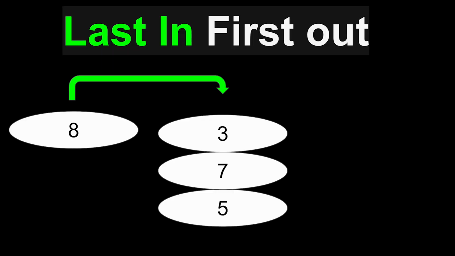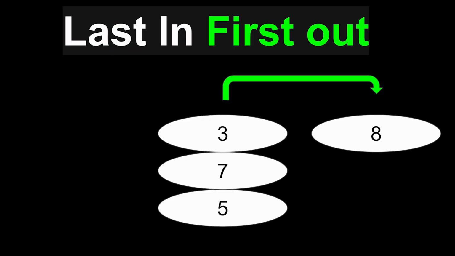A stack is a type of data structure used to temporarily store data. It operates on the principle of last in, first out, meaning that the last item added to the stack is the first one to be removed from the stack. The primary operations of a stack are as follows: push, pop, and peek.